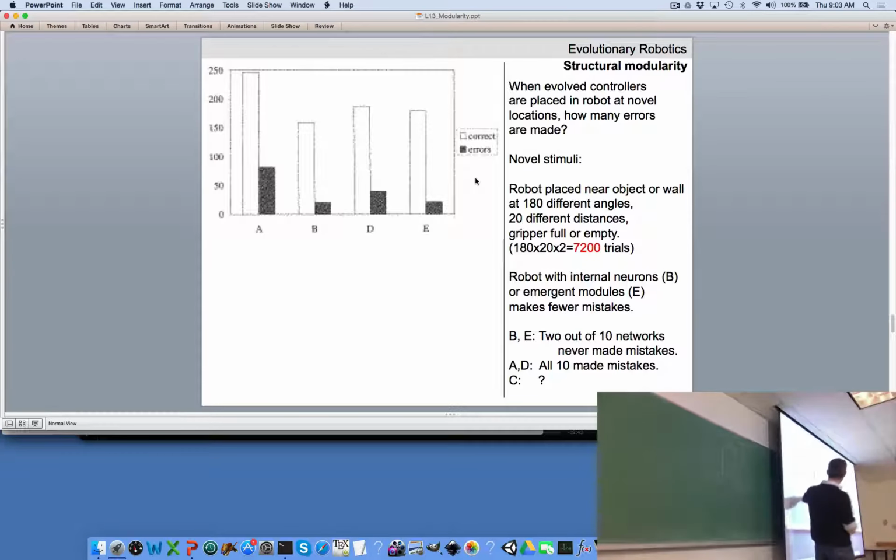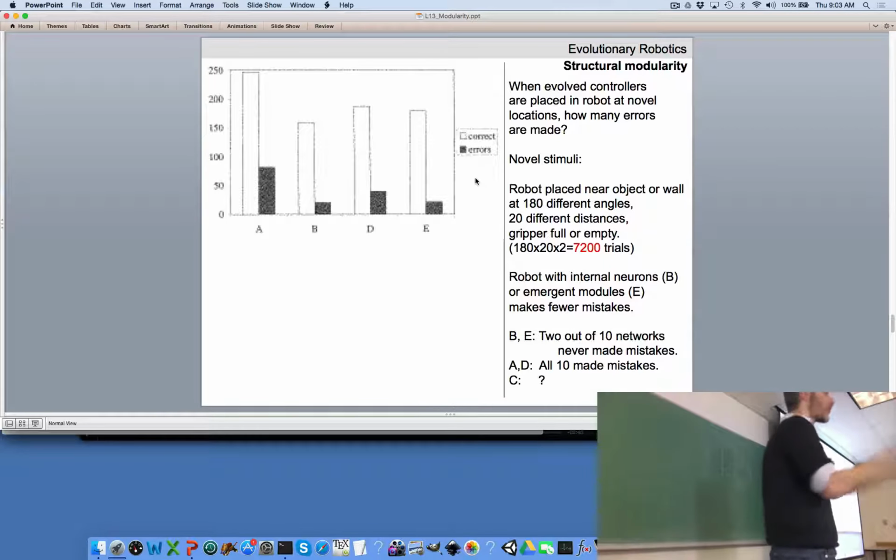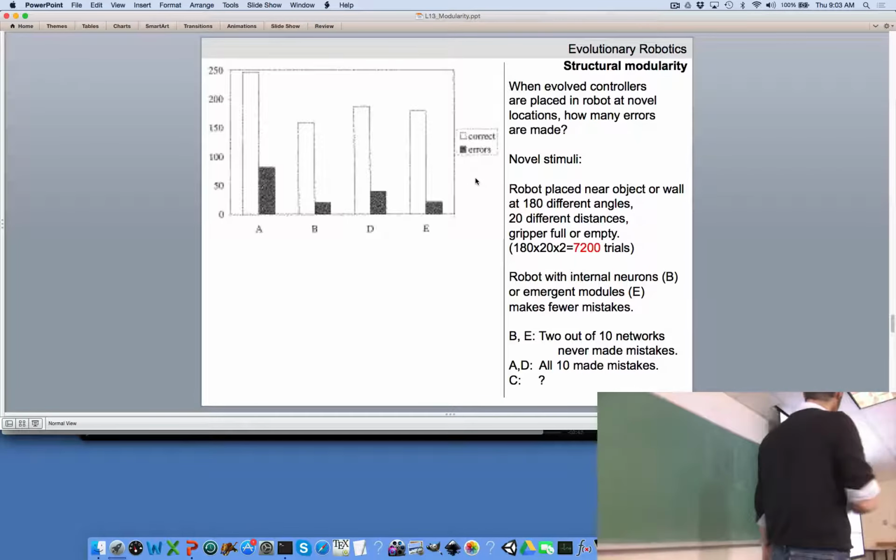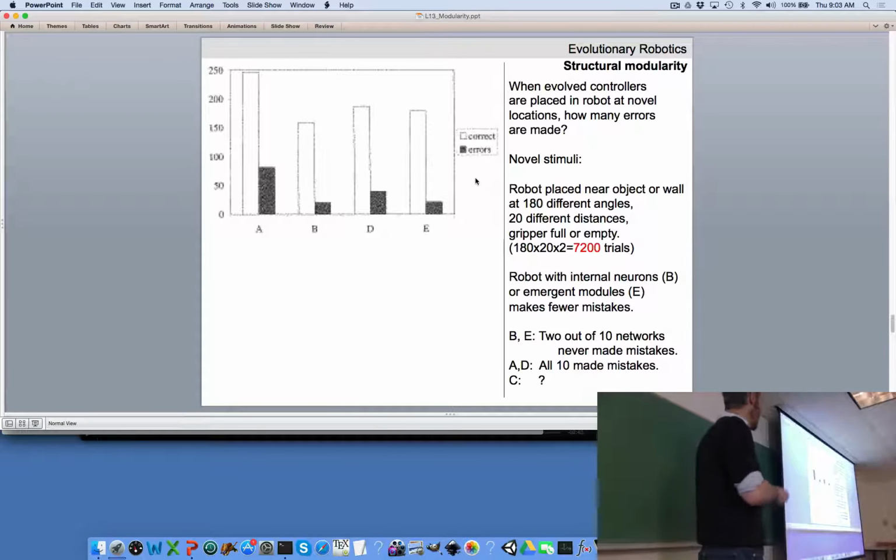And we can see that for these 4 networks here, they measure the number of times that it does the right thing or the wrong thing. There's a whole bunch of cases where it's kind of hard to say whether it did the right thing or the wrong thing, but generally speaking, networks B and E make fewer mistakes than A and D. I don't know why neural network C is not on here. Okay, I'll have to ask the authors.